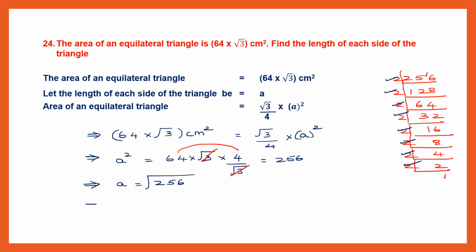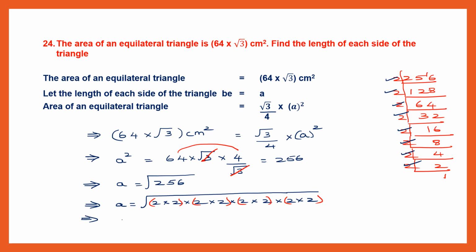So let's write that here. So A is equal to the square root of all these. There are 8 2's. 1, 2, 3, 4, 5, 6, 7 and 8. Now let's pair them up. Now take 1 from each pair. So A will be equal to 2 into 2 into 2 into 2. Let's multiply. 2 twos are 4, 4 twos are 8, 8 twos are 16.